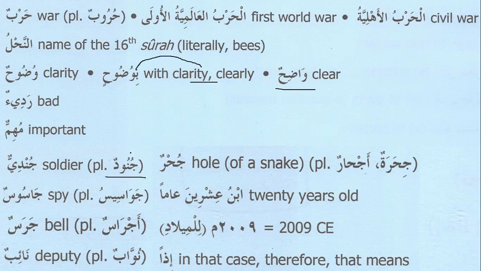وَمَا يَعْلَمُ جُنُودَ رَبِّكَ إِلَّا هُوَ. And then we have jihrun, hole, and then it has jiharatun and ajharun. Jasusun, jawasisu, spy and spies. Ibnu Ishrina Aman, 20 years old. Jarasun, ajrasun. Why is it ajrasun? Why does it have tanween? Because it is on the pattern of af'alun.